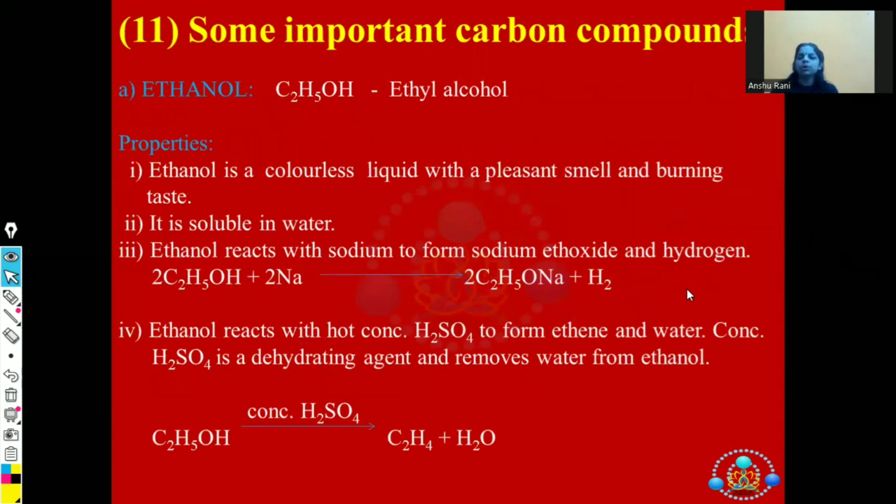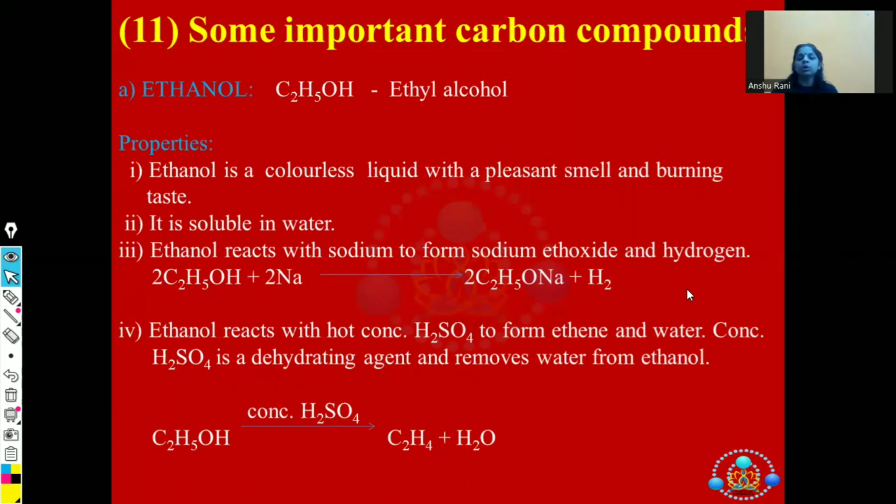Then we have some important compounds. We are going to discuss ethanol and ethanoic acid one by one. First, we are having ethanol. Ethanol is C2H5OH. It is a component of hard drinks. Ethanol is a colorless liquid with an unpleasant smell, and it has a burning taste. Some people may find it pleasant, but it's your own choice. It is soluble in water.